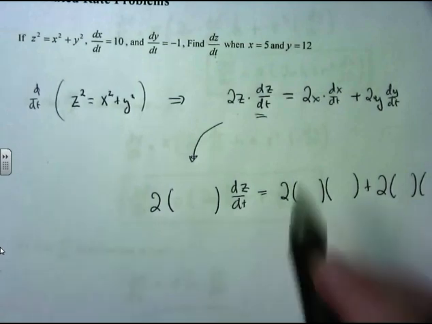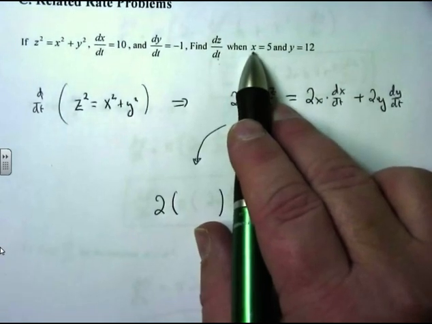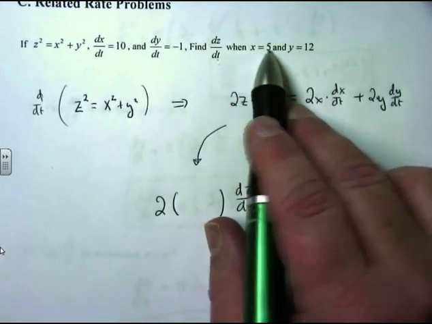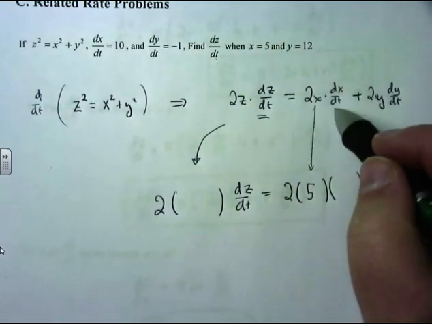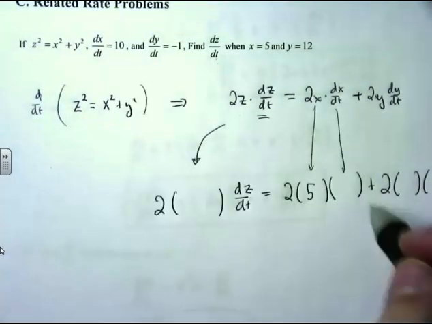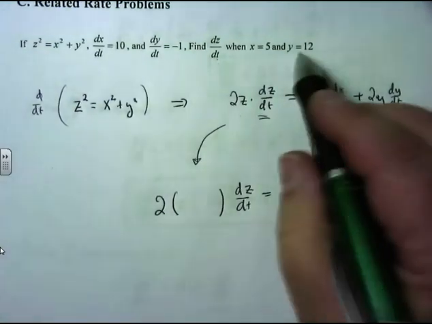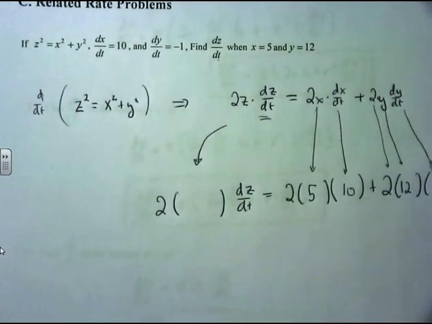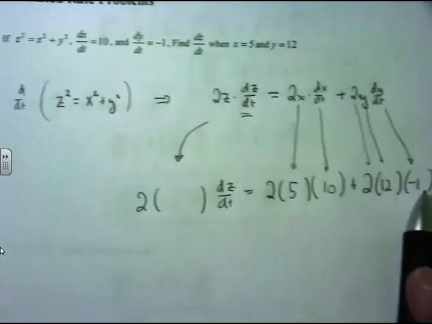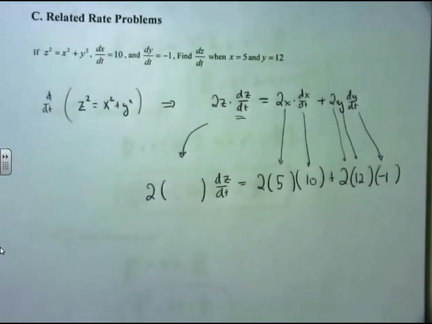Let's start over here. There's 2. What's x equal to? They told me we're supposed to find dz/dt when x equals 5, so I'm going to replace x with 5. And dx/dt, they gave me that: dx/dt was given to be 10. And there's that 2 there. And y was given to be 12. And dy/dt was given to be -1. So you notice you start plugging constants into your equations.